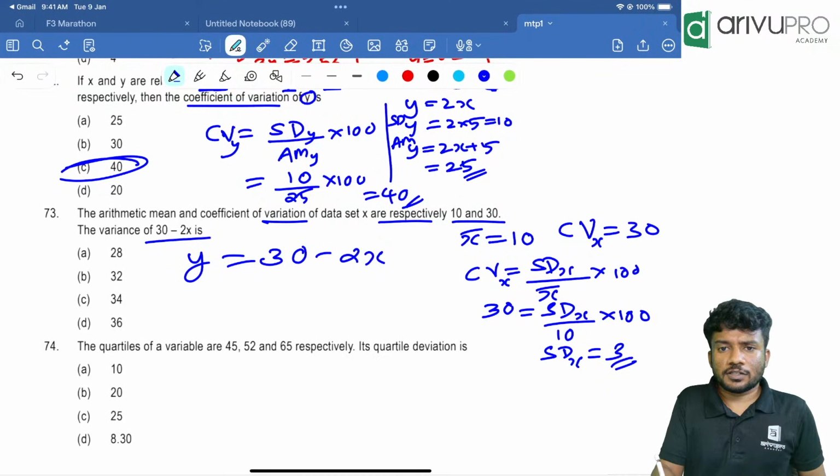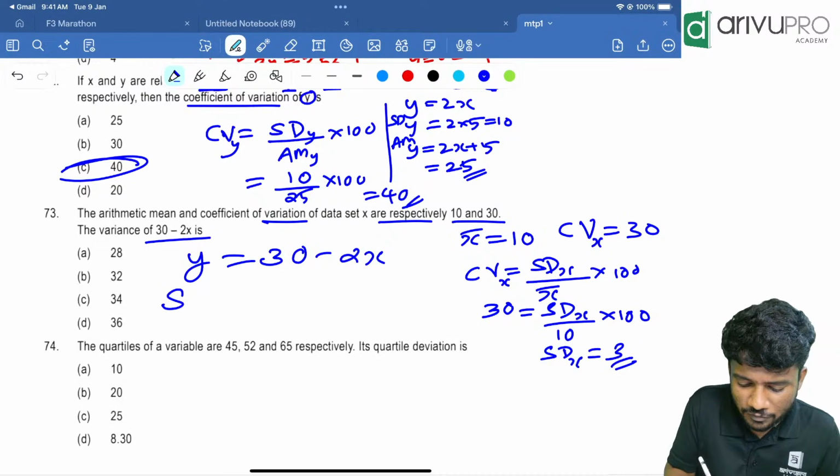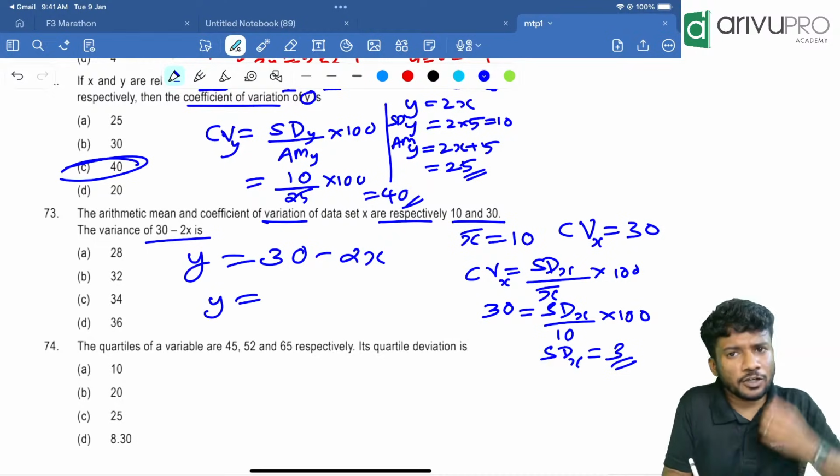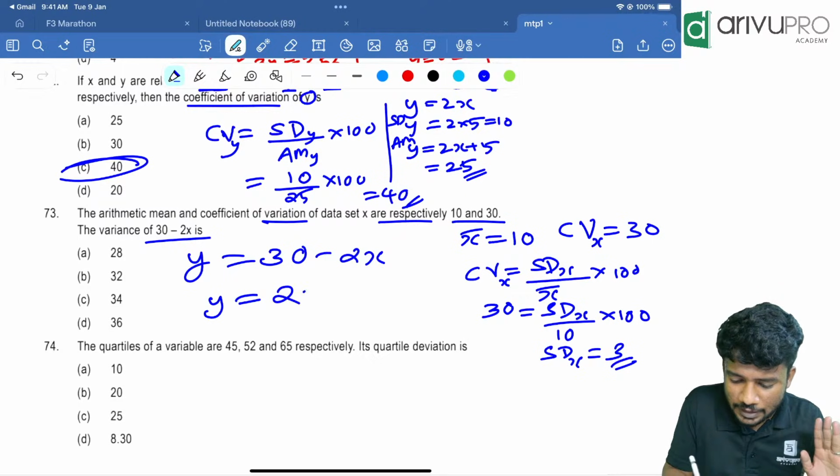We got standard deviation of x. So how will you find standard deviation of y? So y is equal to, you will ignore 30, you will ignore negative sign, you will write 2x.